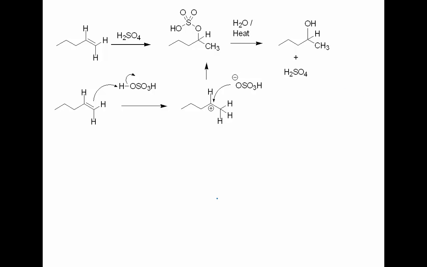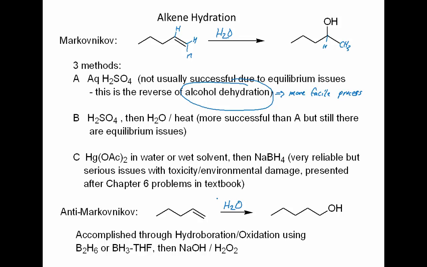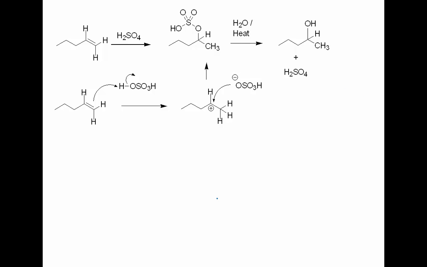Okay, so let's look at method B there. We're not going to go through method A because it's not reliable and it's just the reverse of a reaction we've already studied in some level of detail. All right, so if you treat an alkene with sulfuric acid, and this is sulfuric acid neat, not aqueous sulfuric acid, you're going to get this compound known as a sulfate ester, and this goes via Markovnikov addition.